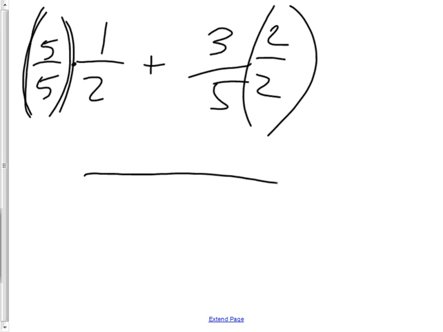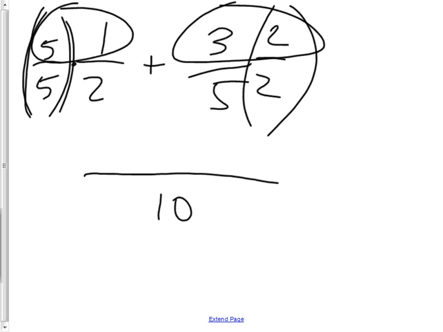Now do I take these two denominators of 10 and add them together and make 20? No, that wouldn't make any sense. The answer is in tenths. I just have one of those common denominators on the bottom. And on the top, I have 5 times 1, 3 times 2, 5 and 6, and I add them. That'd be 11 tenths. Done.